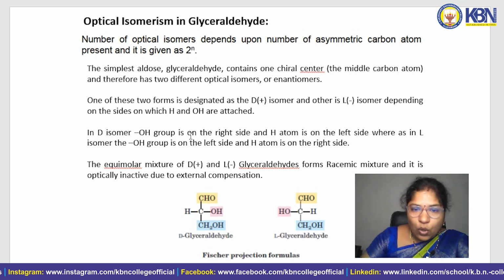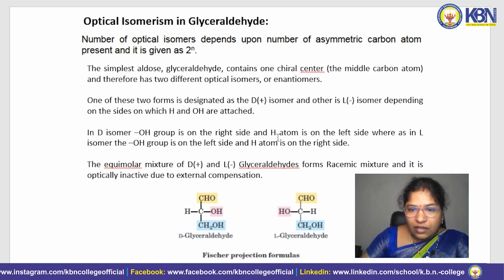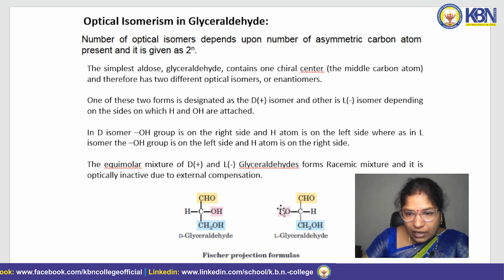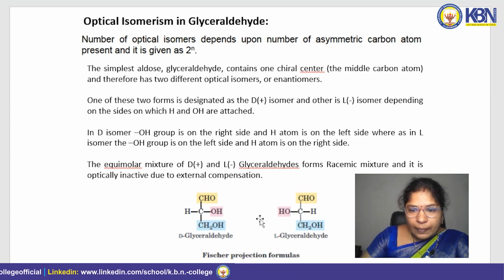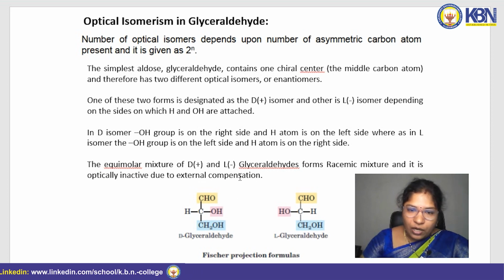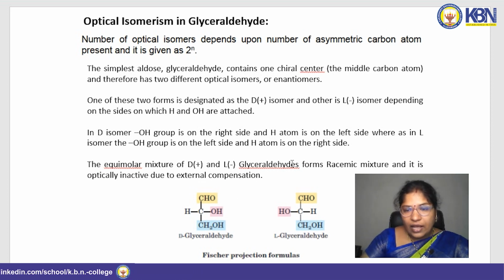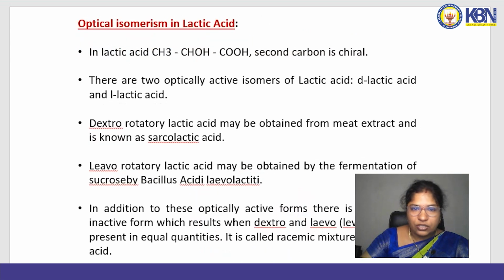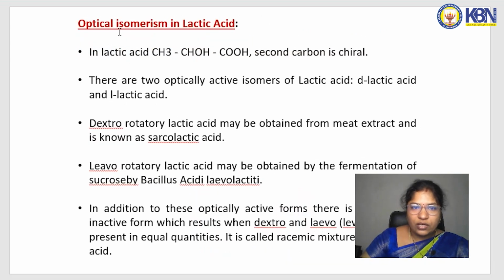In the D isomer the OH group is on the right side and the hydrogen atom on the left side, whereas in the L isomer the OH group is on the left side and the hydrogen on the right side. The equimolar mixture of D-glyceraldehyde and L-glyceraldehyde forms a racemic mixture, and that racemic form is optically inactive due to external compensation. Next one, optical isomerism in lactic acid.